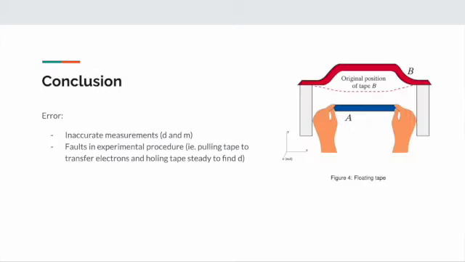In conclusion, some things that account for error are inaccurate measurements of the distance of our tape, and also some faults in experimental procedure. If we held the tape unsteadily and measured the distance wrong between the tapes, and also pulling the tape off of the table to transfer the electrons.